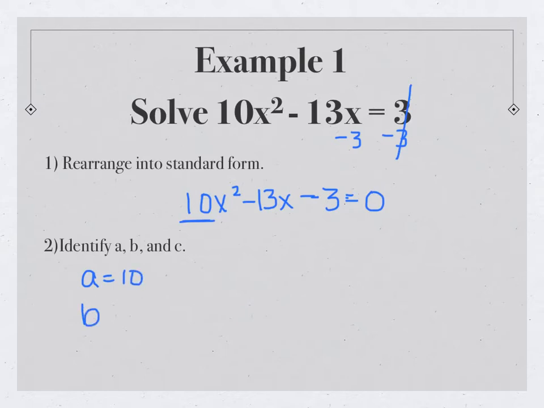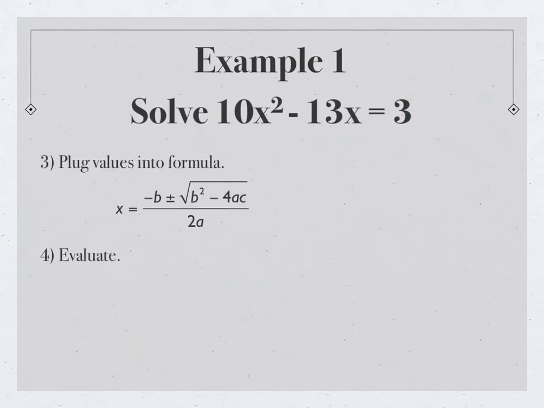The B would be negative 13. And the C would be negative 3. Okay, but again, can't do this until your equation looks correct. You can't do it with the 3 over here.